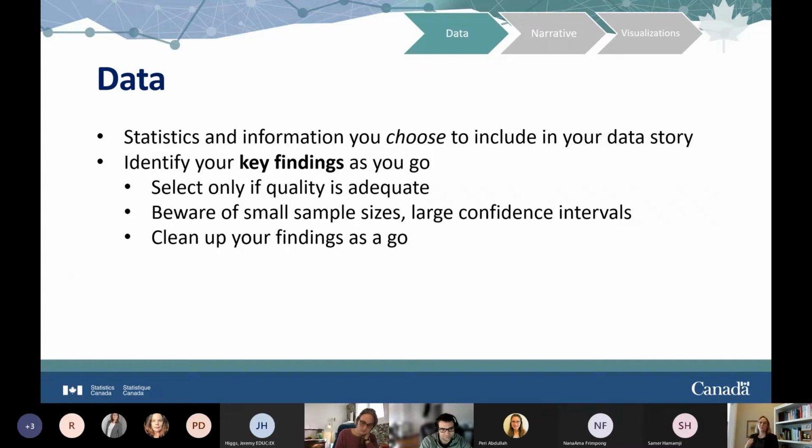So when you're at the stage where you want to package your story or package what you've produced, try to identify your key findings, and try to identify your key findings as you go as well. When you're analyzing your data, if something is interesting but the data quality is meh, because your confidence intervals are wide or because it's based on a small sample size, it's probably not a robust finding that you want to base your story on. So select your key findings as you go, based on quality, based on all those standards that you apply in your analysis.